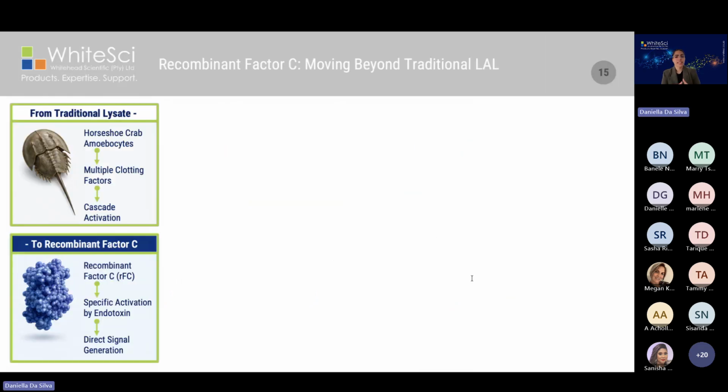Then we have recombinant factor C, or rFC, which has become an increasingly important option within modern endotoxin testing. Unlike the traditional LAL assays, which rely on a complex lysate extracted from the horseshoe crab amoebocytes, rFC assays focus specifically on the endotoxin recognition step of the cascade. The assay uses a recombinant version of factor C produced through biotechnology processes.